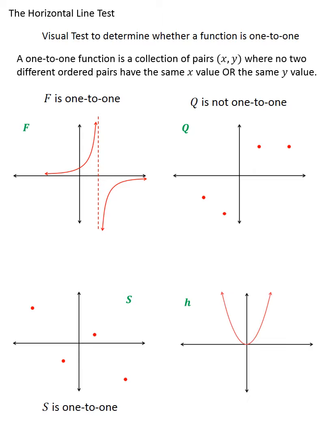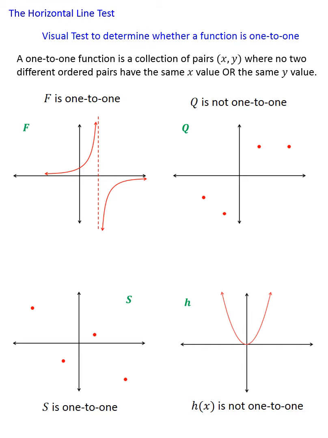And for h, the question here is, are there 2 points on h that have the same y value? And in fact, there are. In fact, there are infinitely many such pairs, but I only need one to determine that the function is not one-to-one.